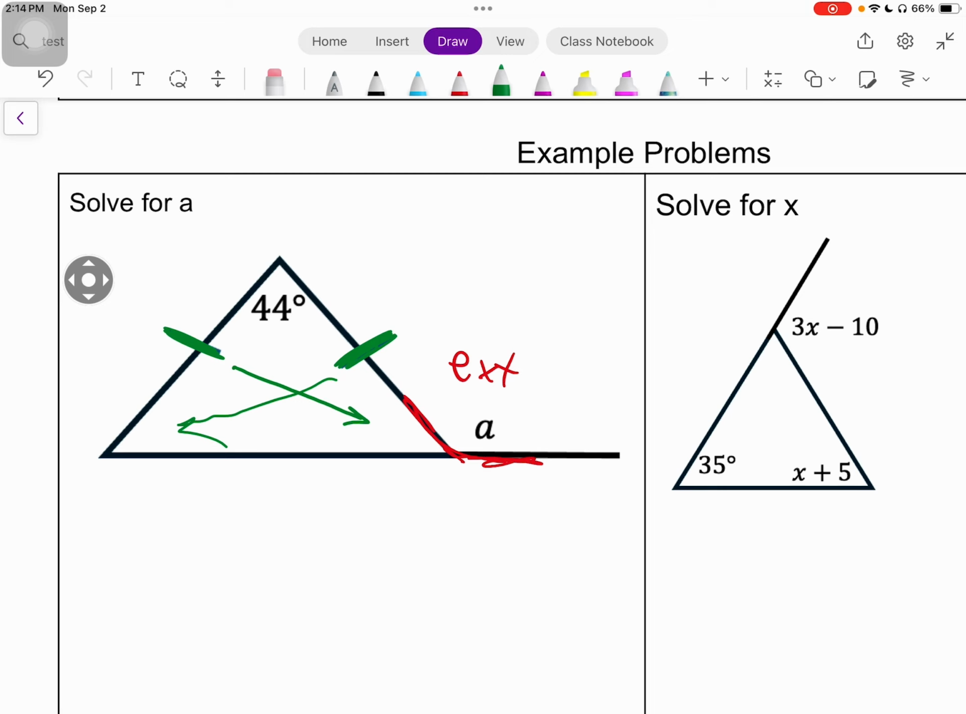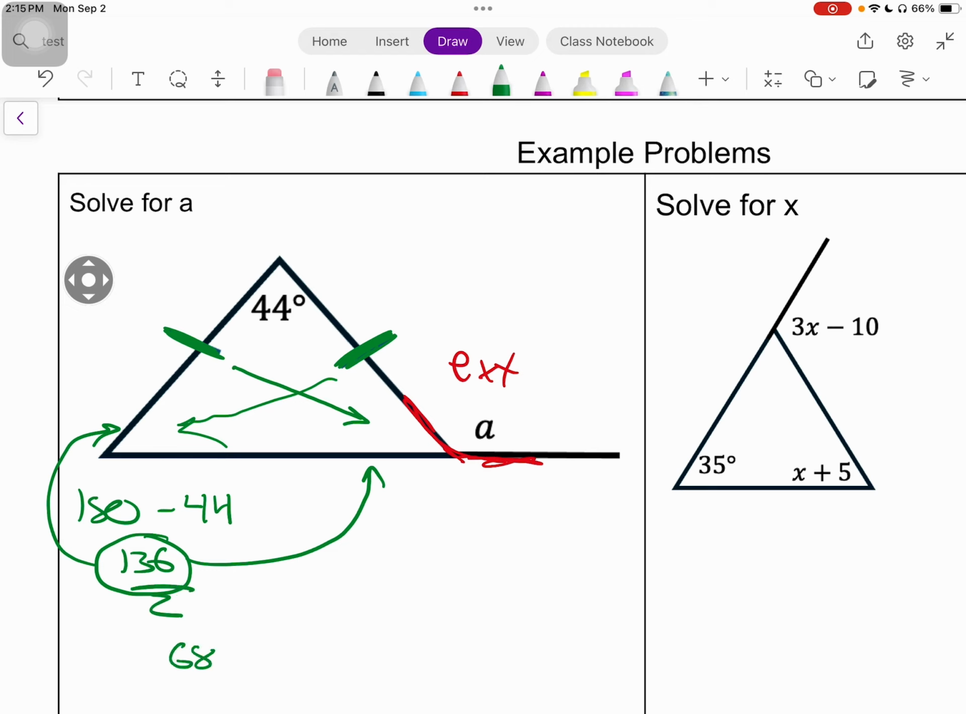So how am I going to solve for that? Well, what I would do is take 180 minus 44. That would be the first thing, because then I can find those 2 angles down there. 180 minus 44 is 136. And this 136 is split between these two angles that I know are the same. So I'm going to divide that by 2 and get 68. So I have 68 here and 68 here.